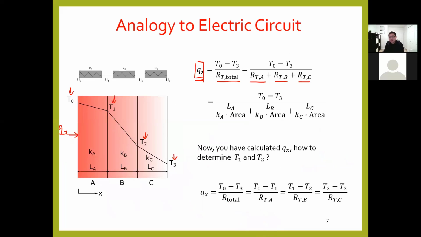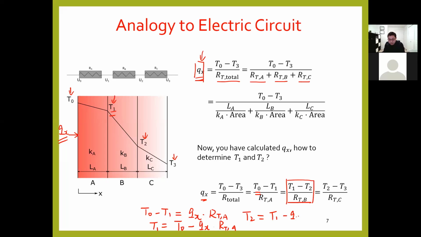Same for the heat transfer case. You already know Qx, which you calculated here. Then T0 minus T1 divided by RTA should equal the heat transfer rate. So T0 minus T1 should equal Qx times RTA, so T1 becomes T0 minus Qx times RTA. So now you know T1. Again, using this equation, T2 must be T1 minus Qx RTB. So now you get T1 and T2.